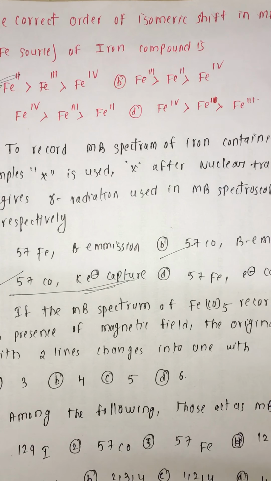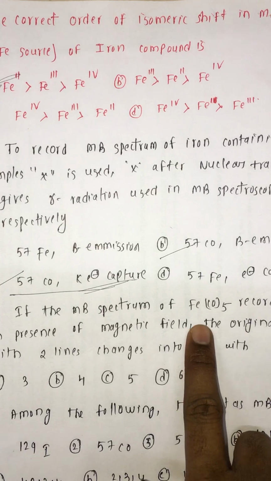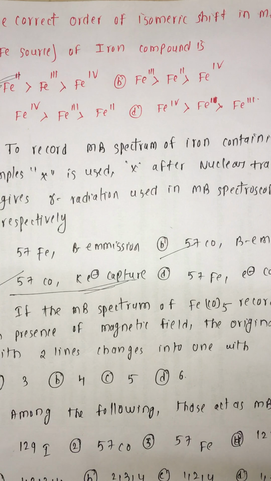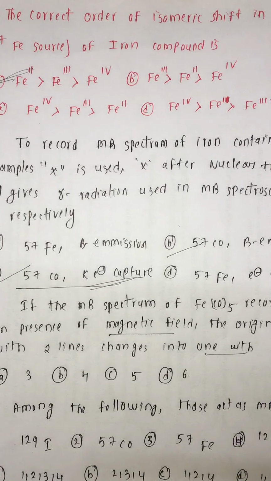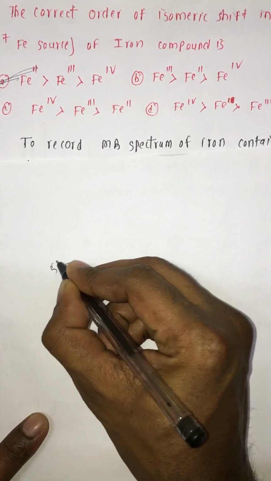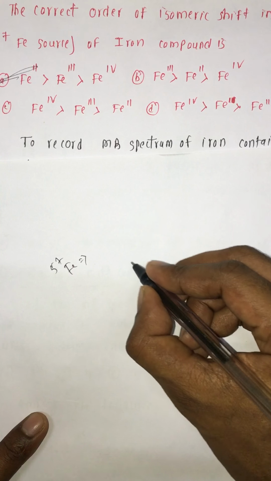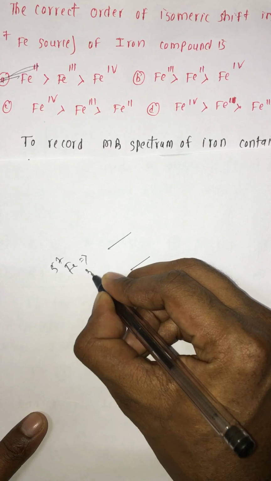The next question we have here: in the Mössbauer spectrum of iron pentacarbonyl, Fe(CO)5, recorded in the presence of a magnetic field, the original spectrum with 2 lines changes into how many lines? Iron-57 has 2 spin states, one equal to 1/2, another equal to 3/2.